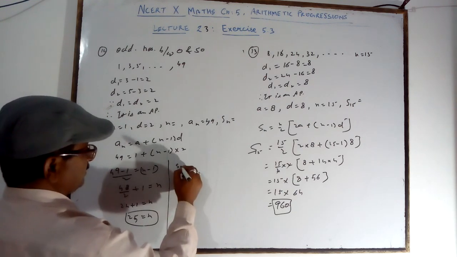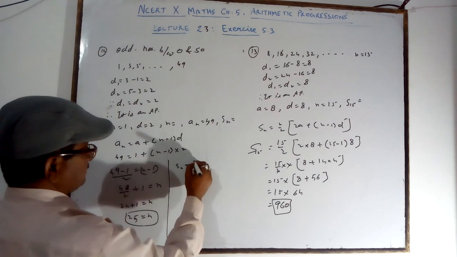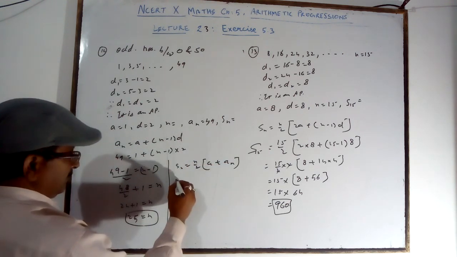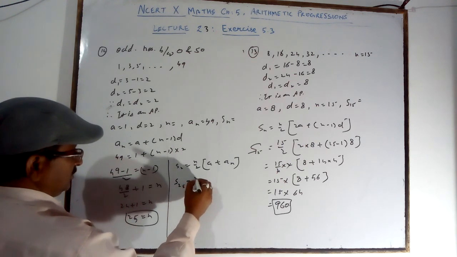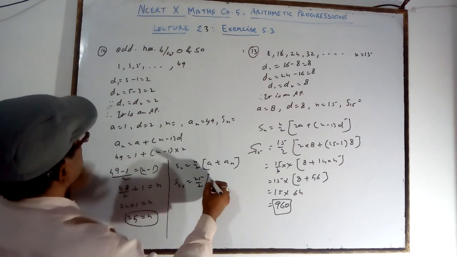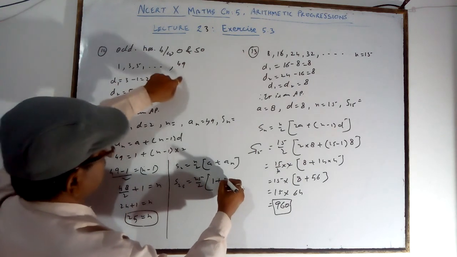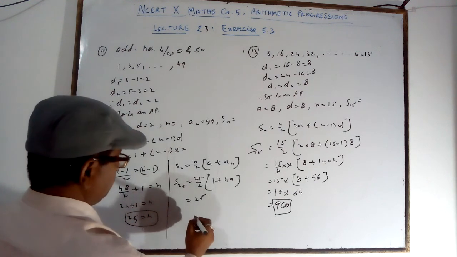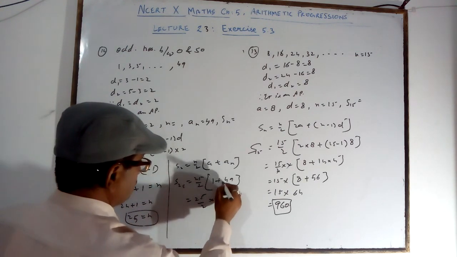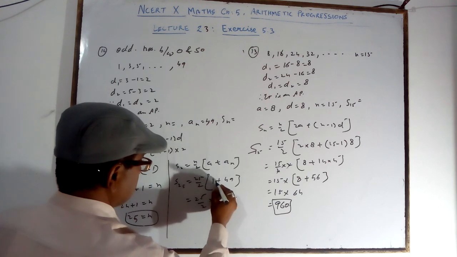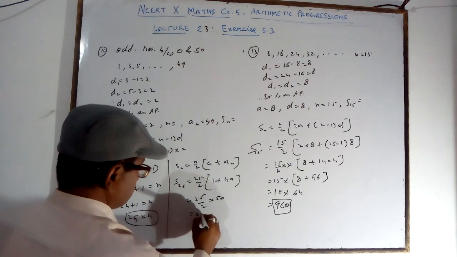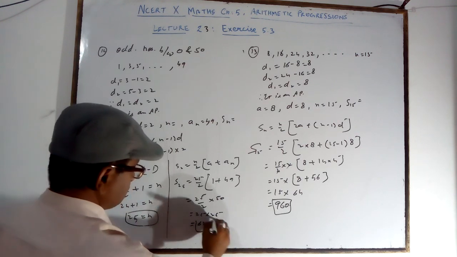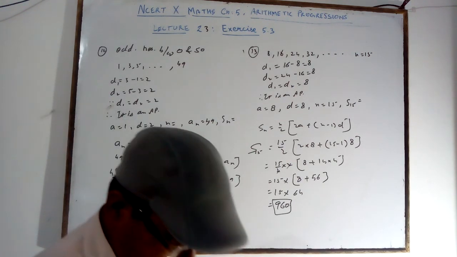Now Sn is equal to N by 2 into A plus An, which is given. So S25 is equal to 25 by 2 into A, which is 1, plus 49. So 25 upon 2 into 50. 25 into 25 you will get 625. So your answer is, the sum is 625.